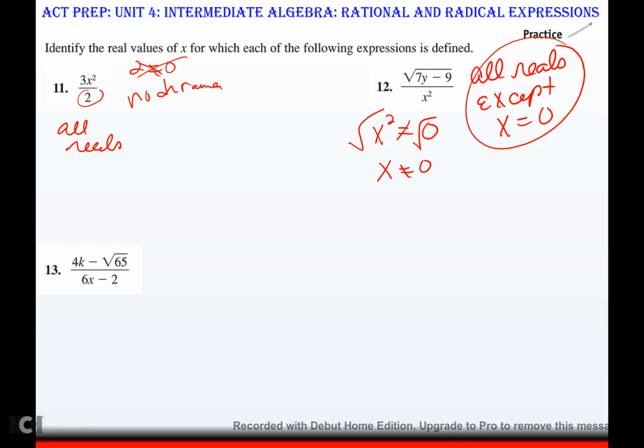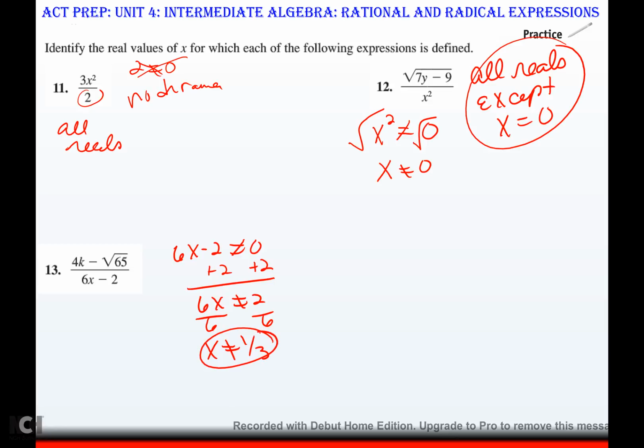Okay, on 13, Mr. Denominator, you may never equal 0. Add 2. 6x may never equal 2. Divide by 6. X may never equal 1/3. So this function is defined for all reals except for x equal 1/3.